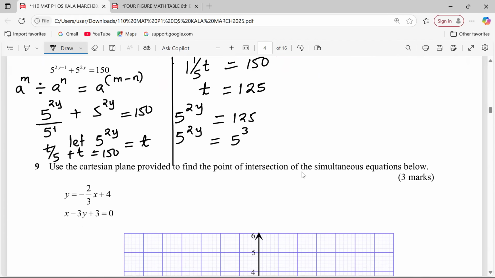So if the bases are the same, now we can equate the indices. 2y is equal to 3, implying that the value of y is equivalent to 3 over 2, which is 1.5. So you see, we are there already having the values of y properly calculated.